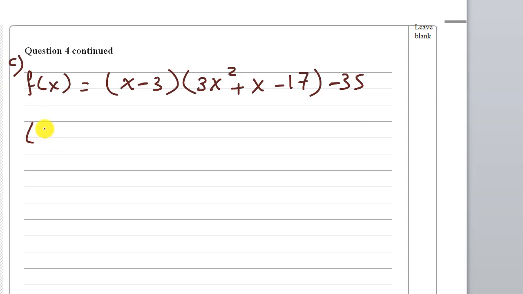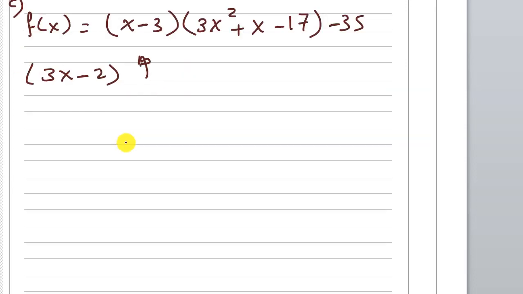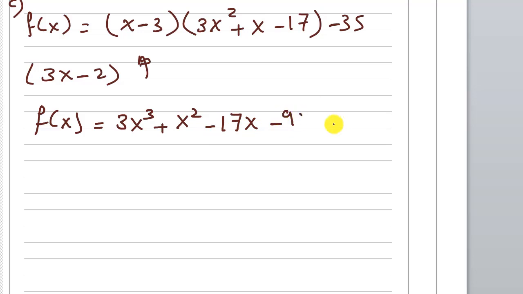So 3x minus 2 is a factor of f of x. So let us find again f of x. 3x power 3 plus x squared minus 17x minus 9x squared minus 3x plus 17 minus 35. Here 17 multiplied by 3.